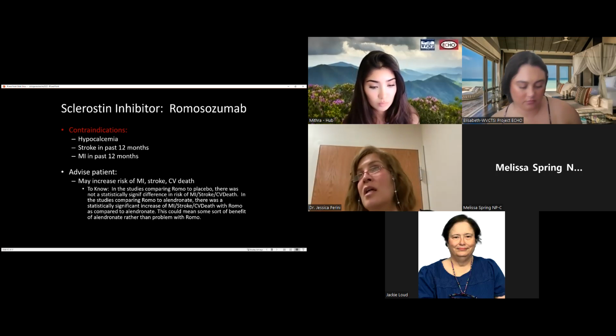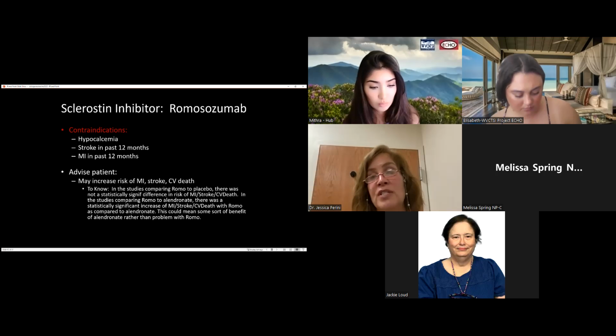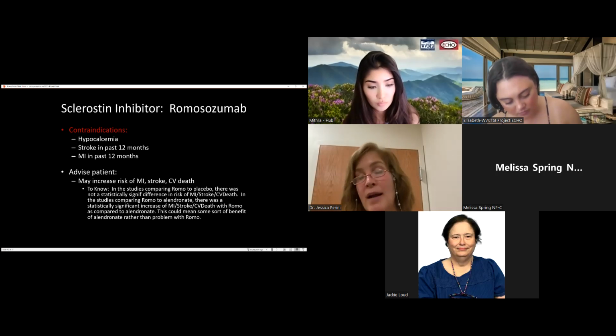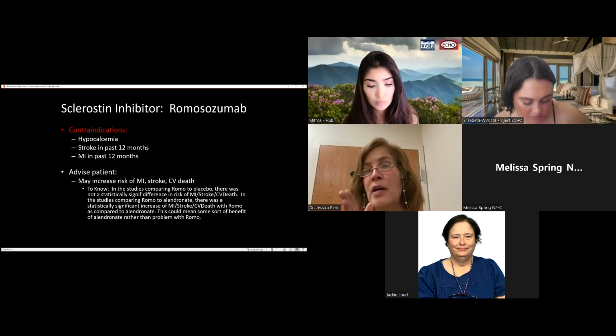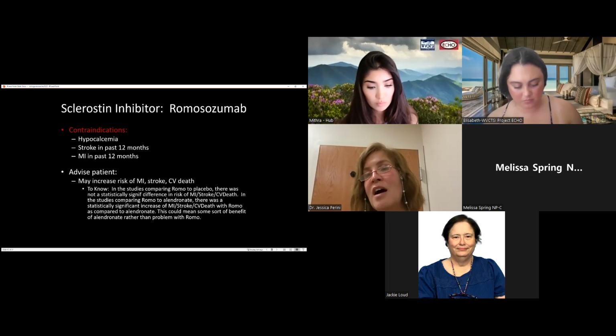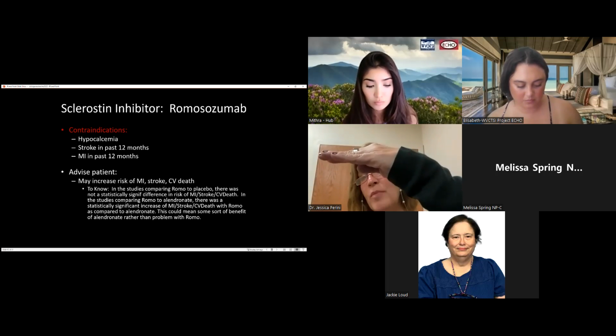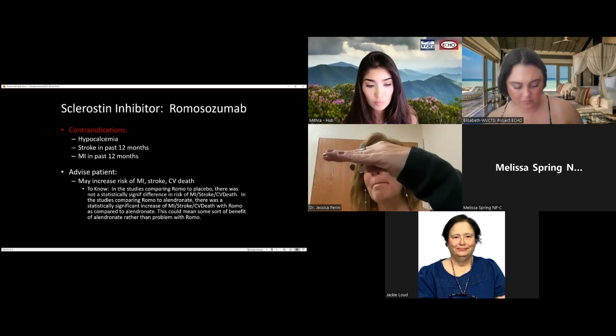Okay, now here's the data as I understand it. In the romosozumab studies, comparing it to placebo, so no actual medicine, there was no increased risk of MI, stroke, or cardiovascular death. In the studies comparing romosozumab to alendronate, there were fewer MIs, strokes, and cardiovascular deaths in the group getting alendronate compared to romosozumab. So it isn't clear that there was actually a higher than normal amount in the romosozumab group, as opposed to maybe there's actually some benefit cardiovascularly to using something like alendronate.